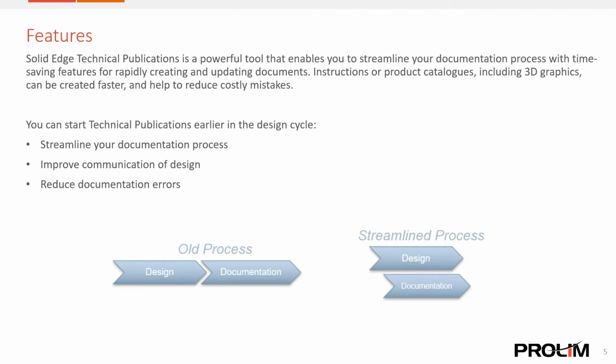Some features: Solid Edge Technical Publications is a powerful tool that enables you to streamline your documentation process with time-saving features for rapidly creating and updating documents. Instructions or product catalogs, including 3D graphics, can be created faster and help to reduce costly mistakes.